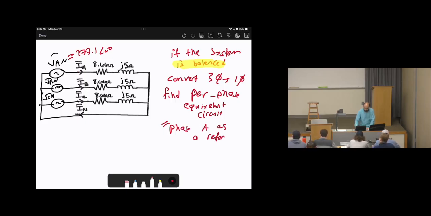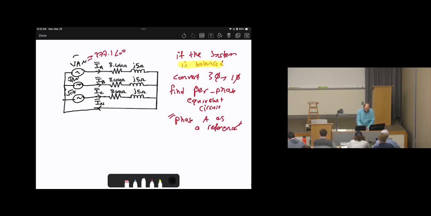In other words, eliminate phase B and phase C, just assume that we have phase A. How does the circuit look if you have only phase A? So converting this circuit from three-phase to single-phase is called the per-phase equivalent circuit. So I'm going to convert three-phase to single-phase. How does the single-phase circuit look? I'm going to take only phase A as a reference.